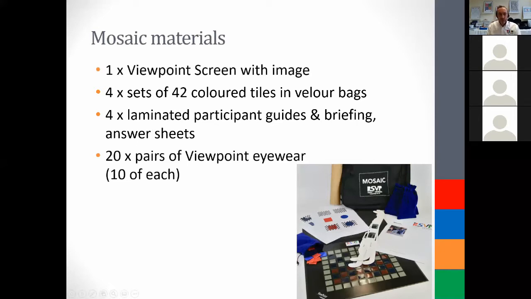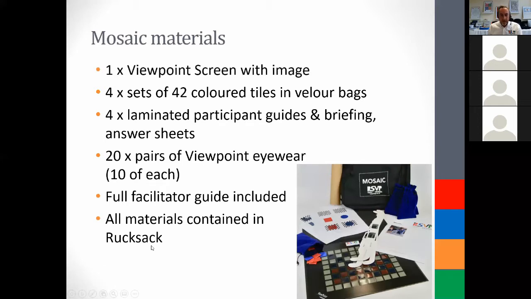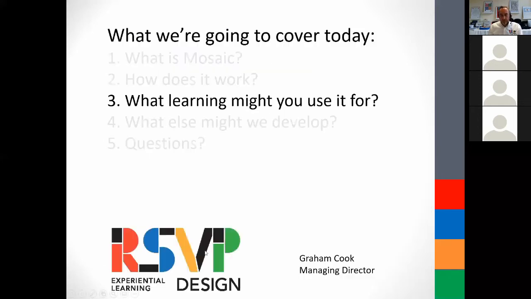And of course, you get the Viewpoint eyewear, 10 sets of each. Now, these are cardboard, they won't last forever. I think you can easily sanitize them with some antiseptic wipes or so on. But if you run out, again, we can supply replacement sets of eyewear. You don't need to buy a complete new activity. And of course, as with all RSVP products, we've got a full facilitator guide included. And they all come in a black rucksack, so hopefully relatively easy to move around. So that's Mosaic, that's how it works.